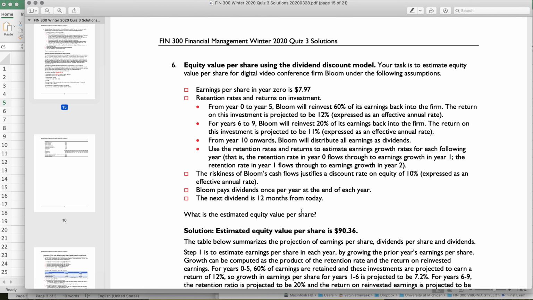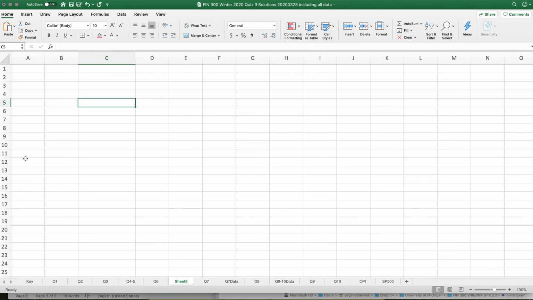This is quiz 3, question 6. We have a company that we want to value using the dividend discount model. We have earnings per share in year 0, we have some retention rates and investments, and then we have some assumptions about from years 10 onwards. We need to figure out what the present value of the company is.